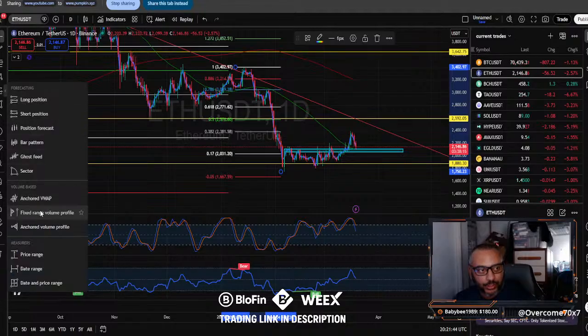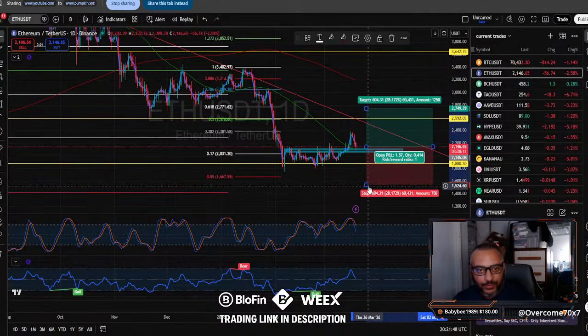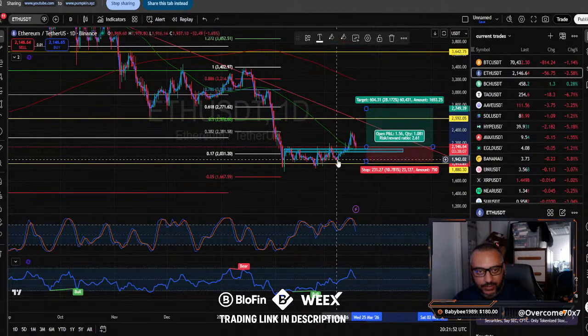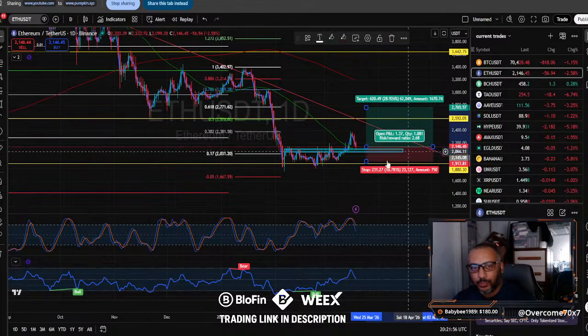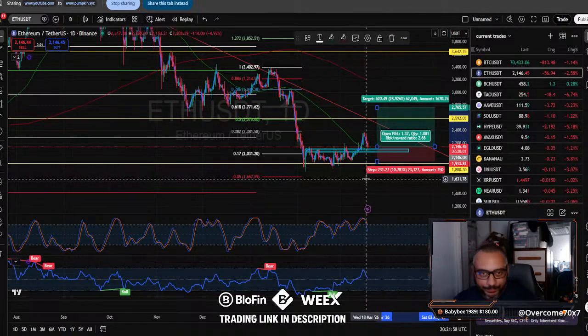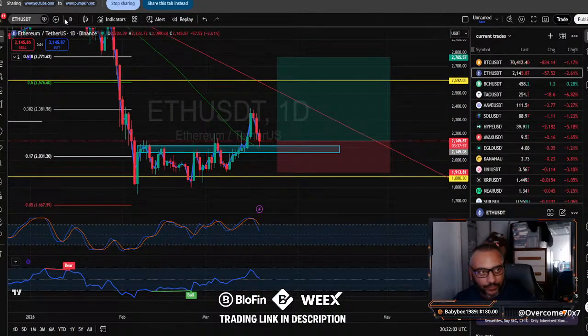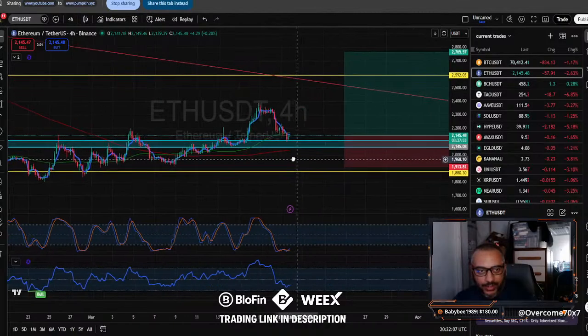This is a bullish trade setup. If I was a betting man, I'd be focusing in on the swing low and looking at the swing high. This is a 2.68 to 1 trade setup. Now, if I go into a 4 hour, I could probably tighten up that stop loss a bit. Oh, I definitely can.